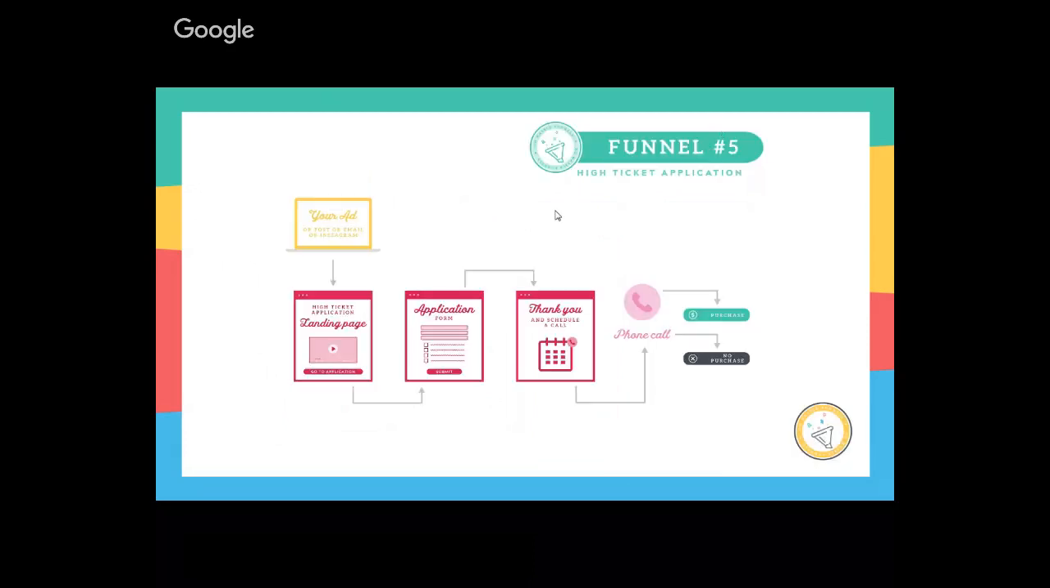The last funnel is funnel number 5 for high ticket applications. So this is great for the coaches among you or anyone that is selling high-end tickets. Let me show you how it works. You start with an ad or a post or an email or Instagram, one of these, and then people land on a high ticket application page. What happens on this page?